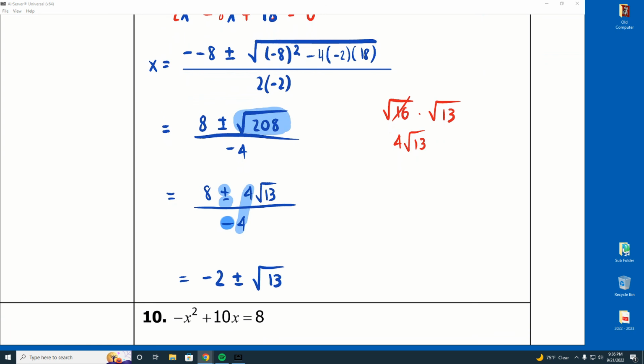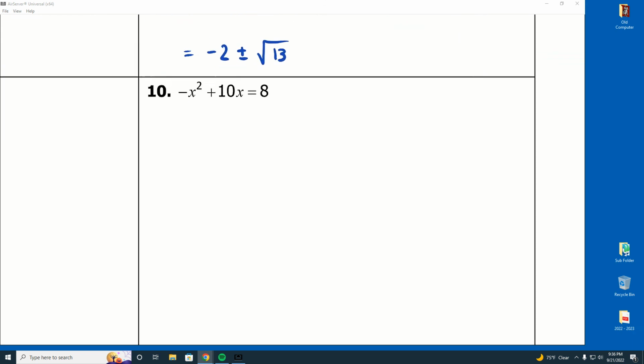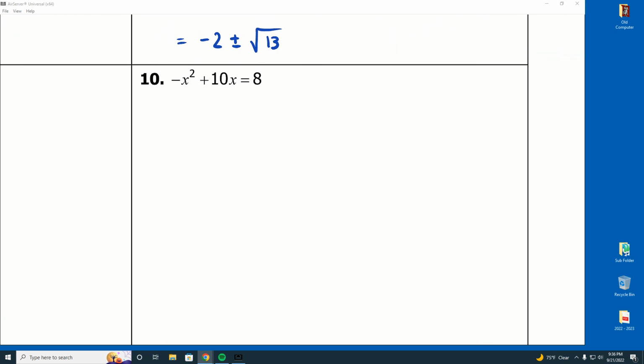So let's move along. I want to do 2 more. So let's do number 10 and number 12 directly below it. So first of all, number 10. Let's get everything on one side. -8. Now let's label our A, B, and C. A is my x squared coefficient, that's -1. B is my x coefficient, it's +10. And C is my constant, that's -8.